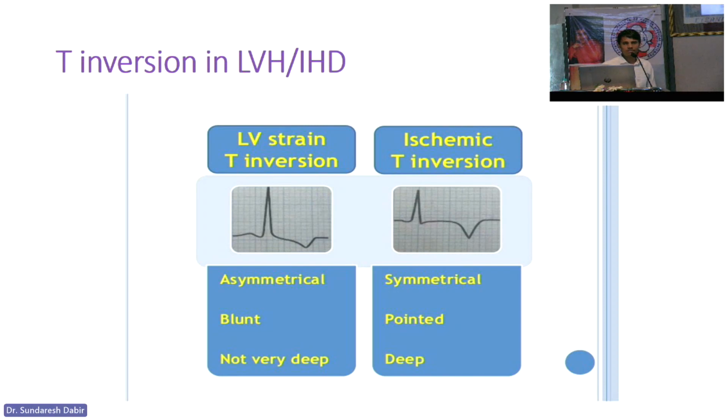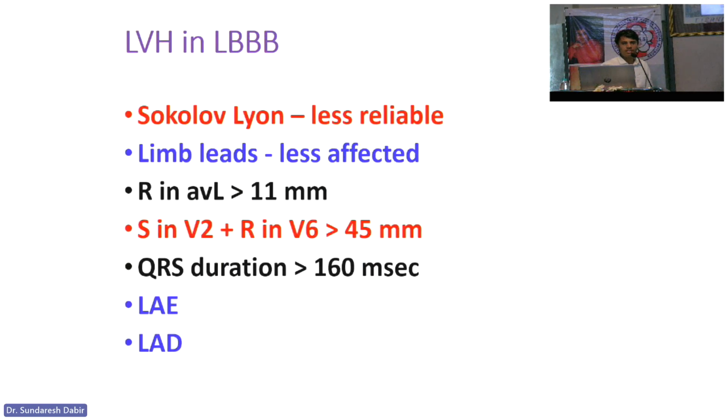In LVH with LBBB, the Sokolow criteria is less reliable. Here the R in aVL is more than 11, and S in V2 plus R in V6 is more than 45, and QRS duration is more than 160. Associated LA and LAD is also a diagnosis of LVH with LBBB.